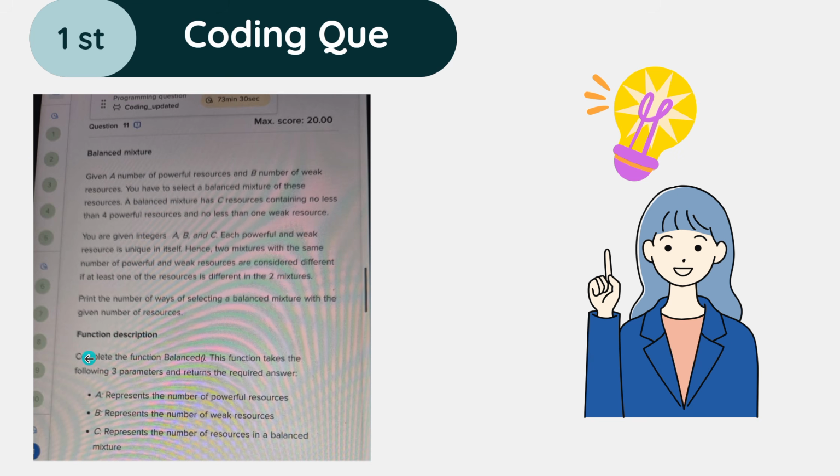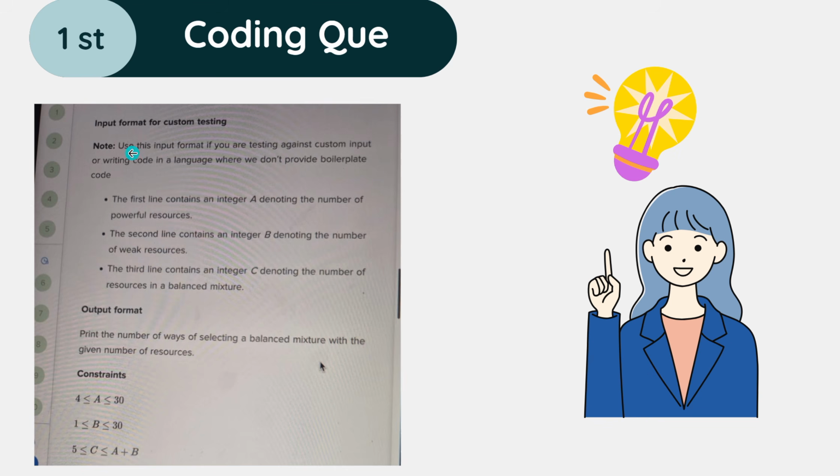Here the function description is: complete the function balanced. You are going to get a coding area, and there you have to write your code. There you are given a function called balanced. This function takes 3 parameters and returns the required answer. A represents the number of powerful resources, B represents the number of weak resources, and C represents the number of resources in a balanced mixture. And now, the input format for custom testing.